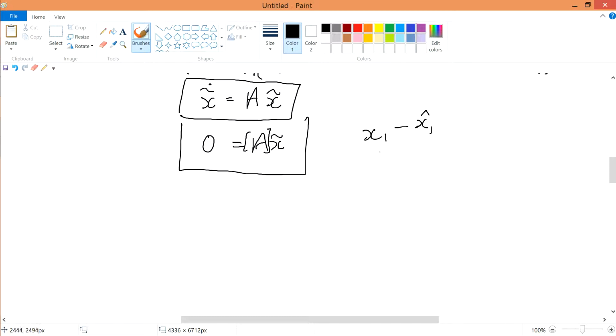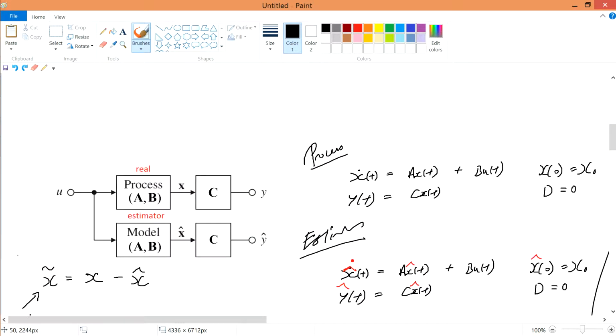x1 minus x1 hat, x2 minus x2 hat, all the way to many things. So this whole thing over here is your x curly bar. You multiply with your A such that you can find an eigenvalue, such that when you input the eigenvalue into your functions, you will have 0 over here. When you have 0 over here, this means that the difference between your modeled system and your real system is 0, so your real system and your model system are the same.